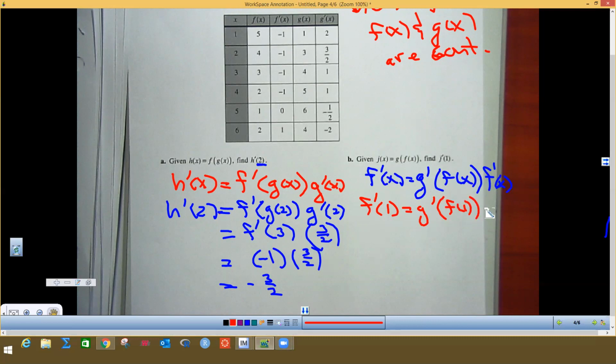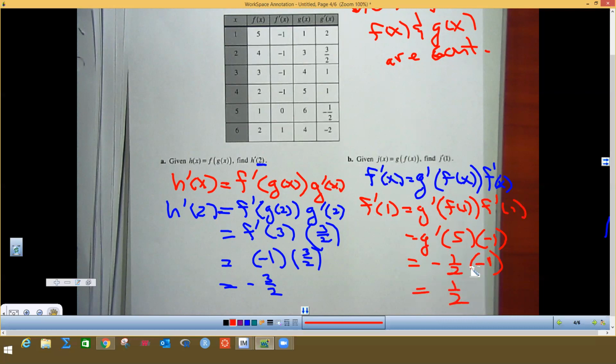And then I'm going to go up and get my numbers out of my chart. So I need f of 1. So here's f of 1 is 5. So that means I need g prime of 5 because 5 is f of 1. And I need f prime of 1. So f prime of 1 is -1. So this is -1. Now I need g prime of 5. There's g prime. There's 5. So that's -1/2. So I got -1/2 times -1. So this would be 1/2.